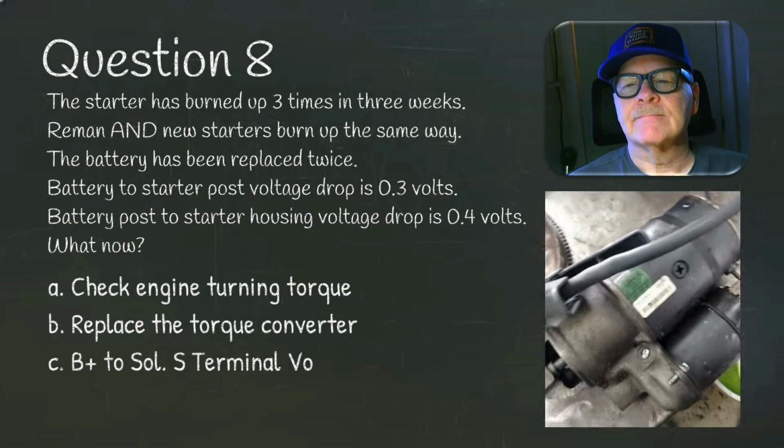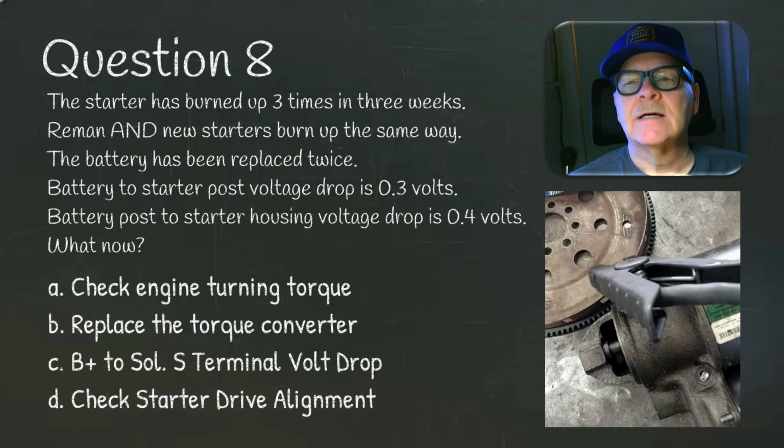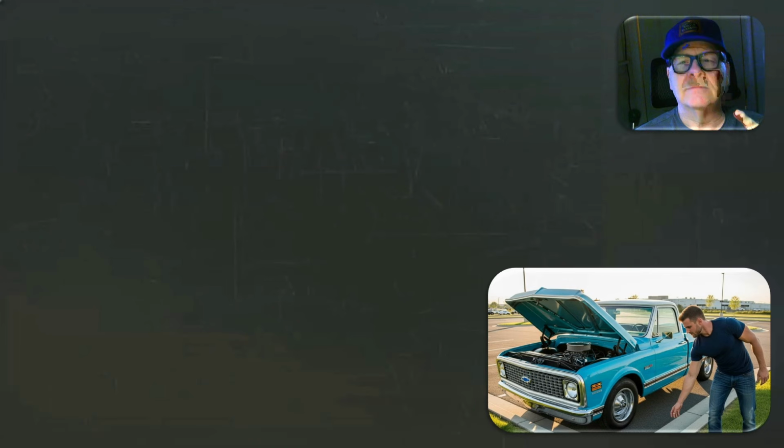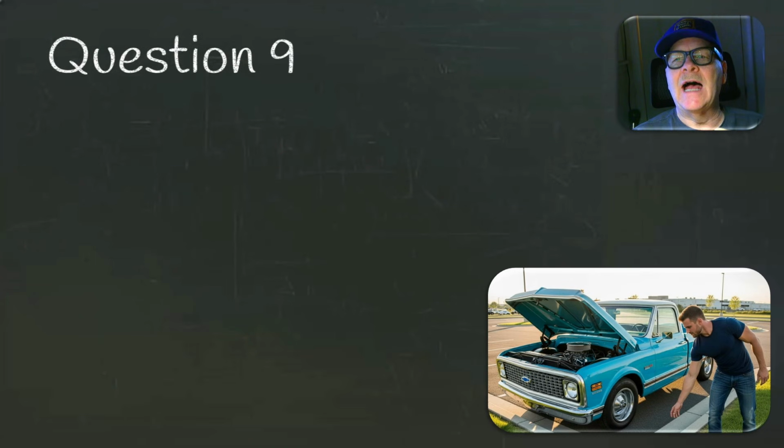That thing is really pulling a lot of amps. Starters burned up 3 times in 3 weeks. Reman and new starters burn up the same way. The battery's been replaced twice. The battery to starter post voltage drop is 0.3 volts. This is with the starter spinning. Battery post to starter housing voltage drop is 0.4 volts. What now? A, check the engine turning torque, replace the torque converter, B plus to solenoid S terminal volt drop, check starter drive alignment.